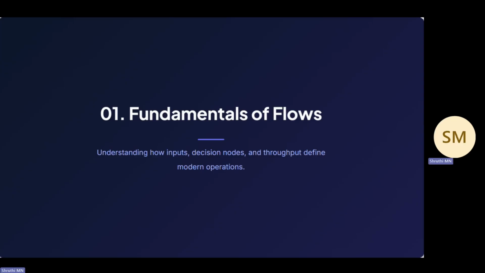Let's start with the fundamentals of flows. A flow can be understood as a sequence of steps that takes an input, applies certain logic or decisions, and produces an outcome. There are three important things to understand here: inputs, decision nodes, and throughput. Inputs are the information that starts or enters a process. Decision nodes determine what should happen next based on specific conditions. And throughput refers to how efficiently the process moves from the beginning to the desired outcome. Understanding these fundamentals helps us design better and more efficient workflows.